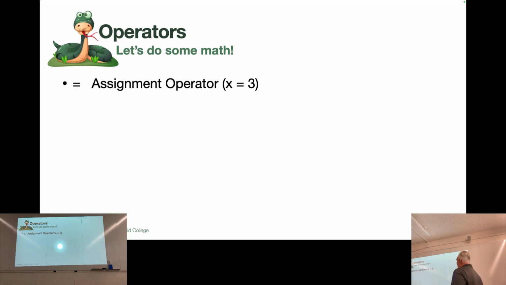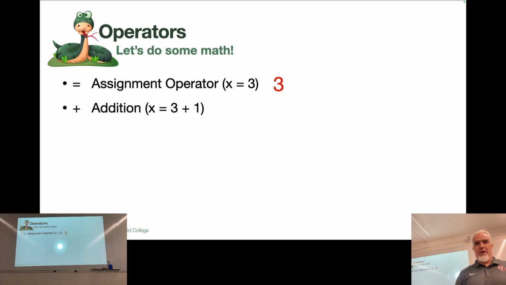The first one we've been using already, and this is technically an operator, and it's technically an expression. x equals 3 is an expression because it has at least one operator and two values. Assignment means we are telling x that it is going to contain the value 3. x is equal to 3 at this point. So x is 3, right? That's an easy one.